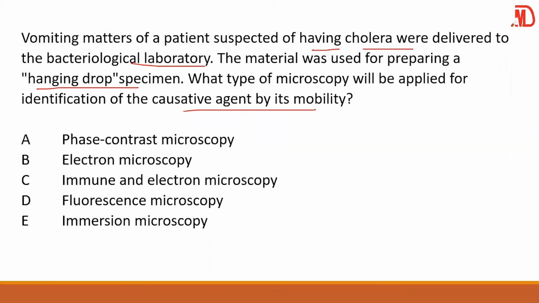So in your option, you're looking for either dark field or phase contrast microscopy. These are used for detection of what? Of the enzyme. And again, which media will it grow in? It will grow in alkaline media. What is the shape? Curved, comma shaped. So please take note of these things.